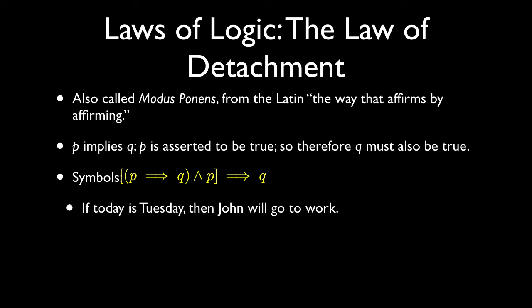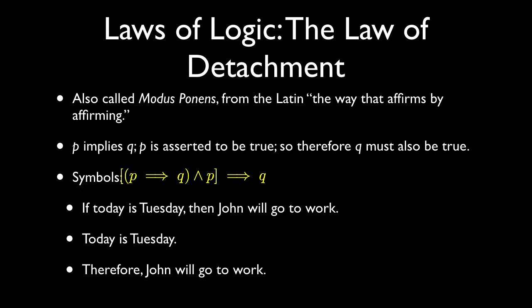Quick example for you. If today is Tuesday, then John will go to work. Let's assume that that is a true conditional statement. We then learn, hey, today is Tuesday. The law of detachment conclusion is, therefore, John will go to work. That is a valid form of modus ponens.